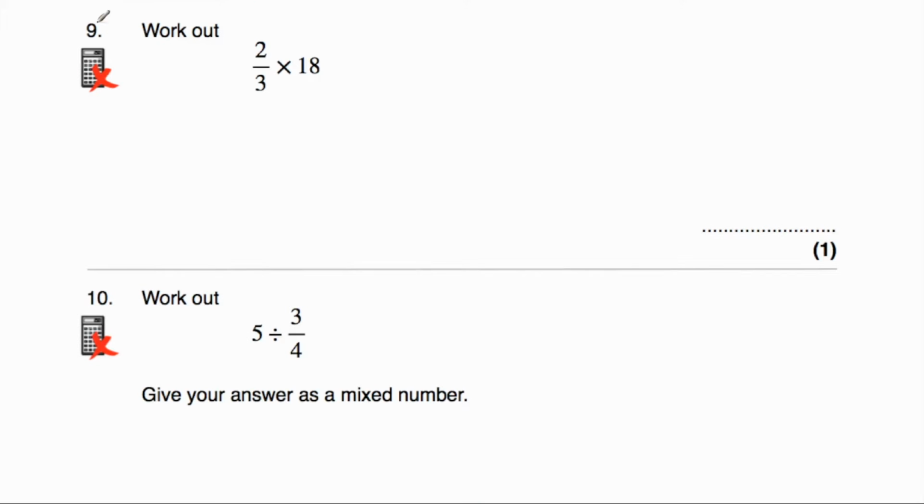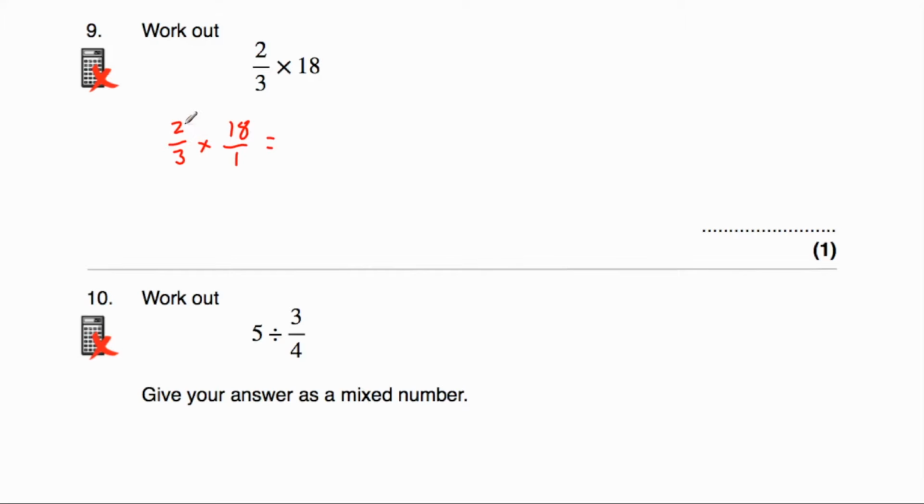Okay, let's have a look at question number 9. So question number 9 says work out 2/3 multiplied by 18. Now I tend to approach this question in one of two ways. If I've got 2/3 multiplied by 18, that's 2/3 multiplied by, now 18 is 18 wholes, so that's 18 over 1, because 18 is the same as 18 over 1.